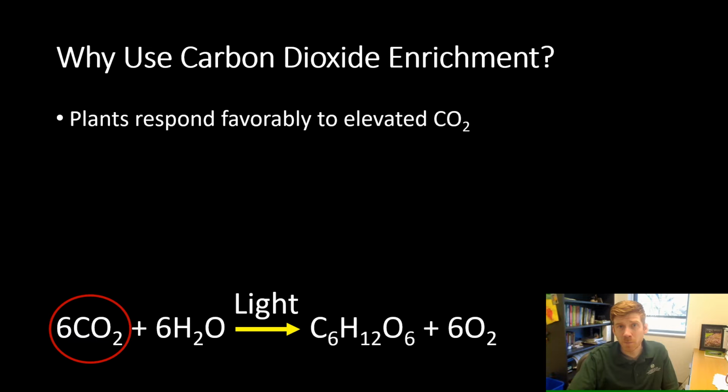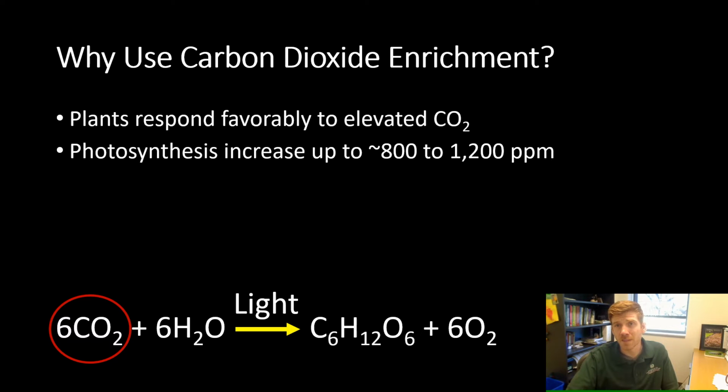Now, for many species, we generally find that photosynthesis increases up to a maximum CO2 concentration of 800 to 1200 parts per million. Now, it's important to remember that our ambient CO2 concentration outdoors is approximately 415 parts per million. So for controlled environment production, we're often looking at recommendations of 2 to 3 times our ambient concentration outdoors.